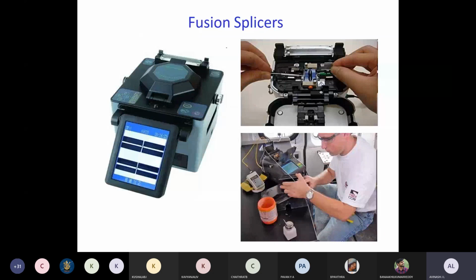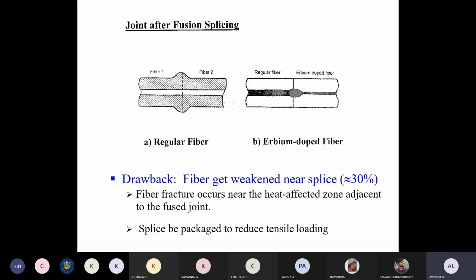Your fusion splicers are the ready-made devices which can be used for joining optical fibers. They look like this. They have a provision for inserting the two fibers, and then they do the process. Now we have joined after fusion splicing. For the regular fiber, how the joint is made, and for the erbium doped fiber, how it happens, you can see that.